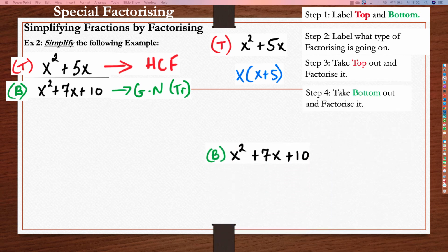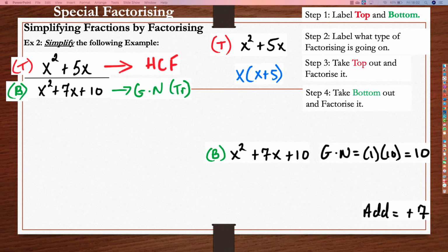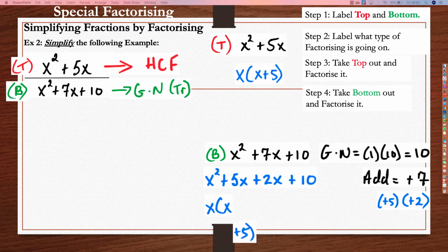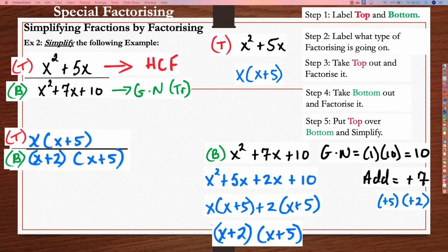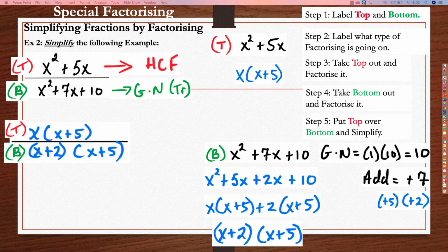And your two brackets then were? Good man, X plus 2 and X plus 5, exactly. Your two brackets were X plus 2 and X plus 5. So you go back and you put your top over your bottom, and you're left with? X over X plus 2. Good stuff. Right, have a go at one more of those before we jump on.